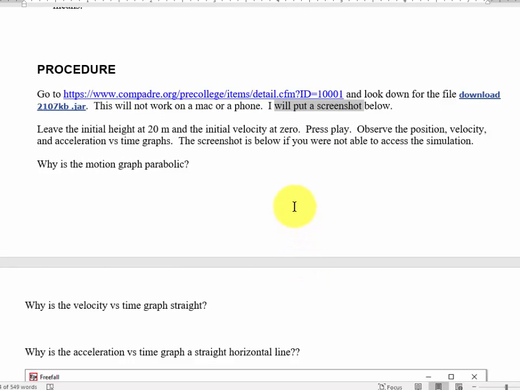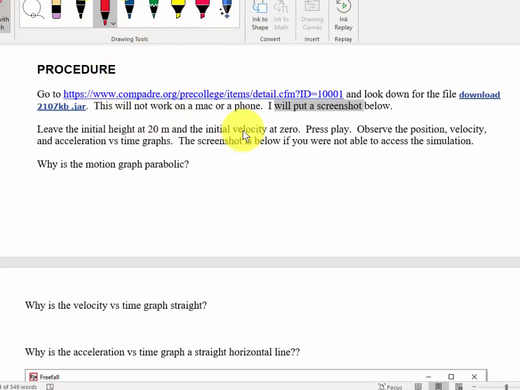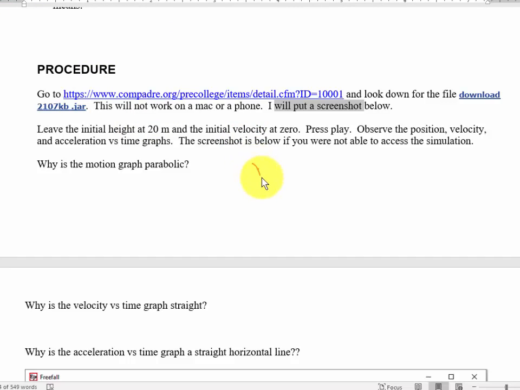But what I want you to do is think about why the graphs look the way that they do. And while you're thinking about that, I'm going to write the equations of motion. So we have position is initial position plus the initial velocity times time plus 1/2 acceleration times time squared. And we also know that the velocity is the initial velocity plus acceleration times time.